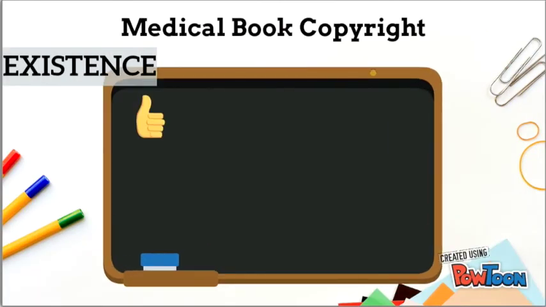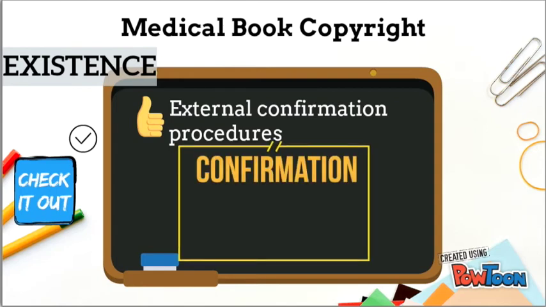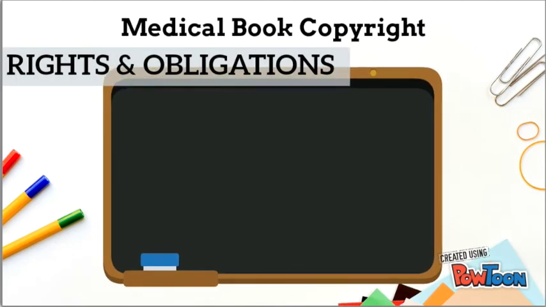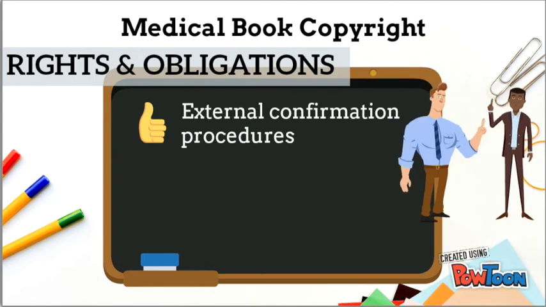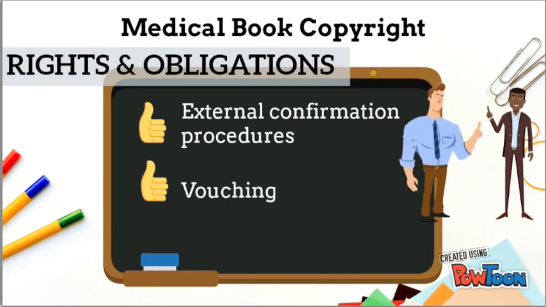For assertion risk of existence on medical book copyright, evidence can be obtained through external confirmation procedures to check if the entry exists in the statement of financial position at the balance date. This can be verified through confirmation with top management of Medical Books Limited. For assertion risk of rights and obligations on medical book copyright, external confirmation procedures can be conducted with MBL top management on whether the legal ownership belongs to RPL and by vouching to legal title documents.